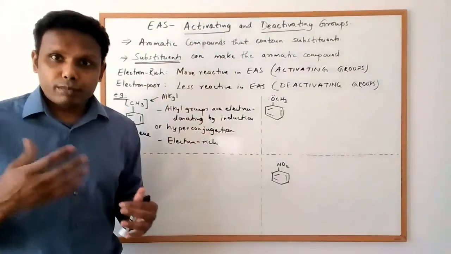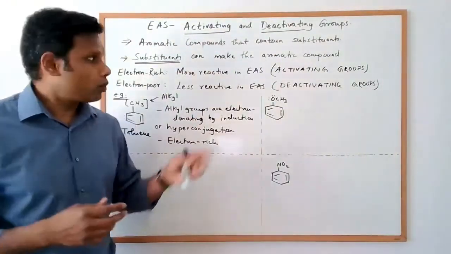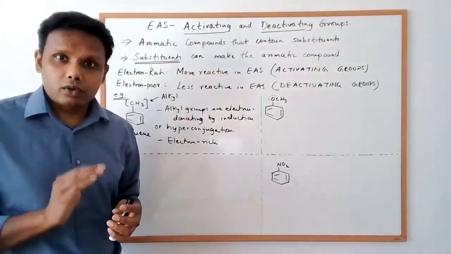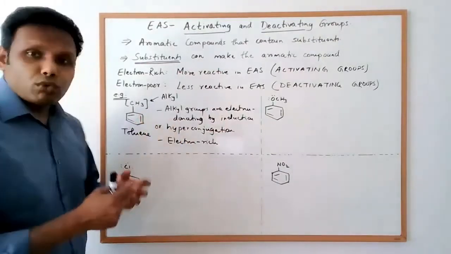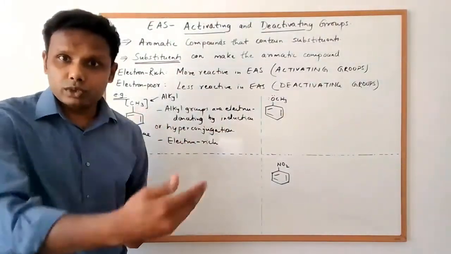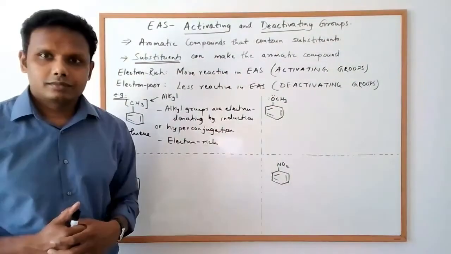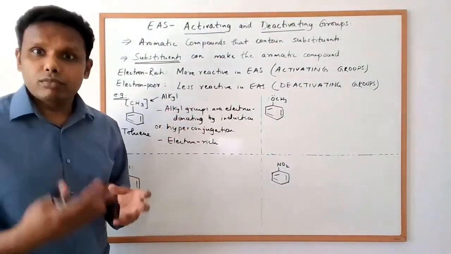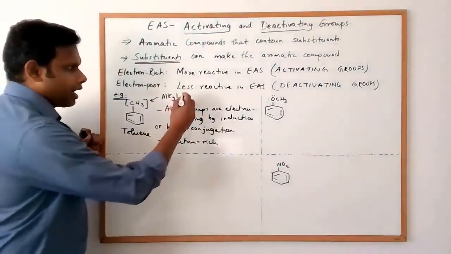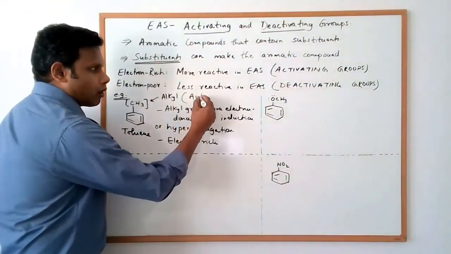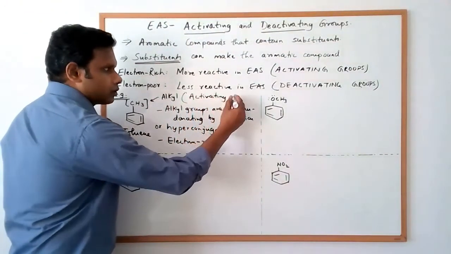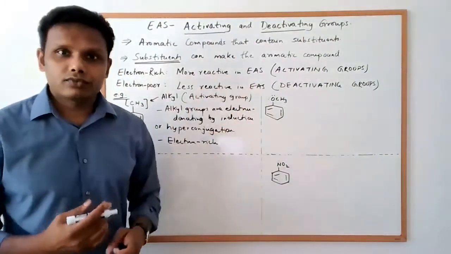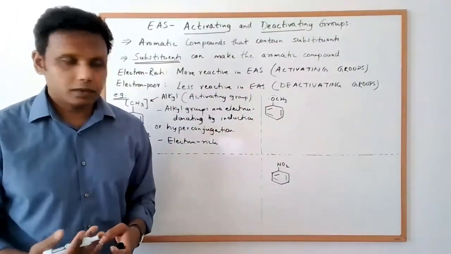And in terms of mechanism, recognize that what happens is that the aromatic ring behaves as a nucleophile. So it goes and attacks the electrophile. So if it is more electron rich, it would be able to do that attack much more easily. So because the ring is electron rich, it will be more reactive. And hence an alkyl group is an example of an activating group as far as electrophilic aromatic substitution is concerned.